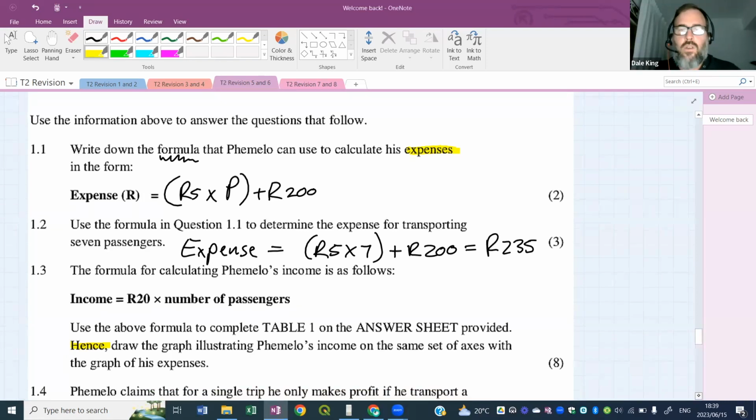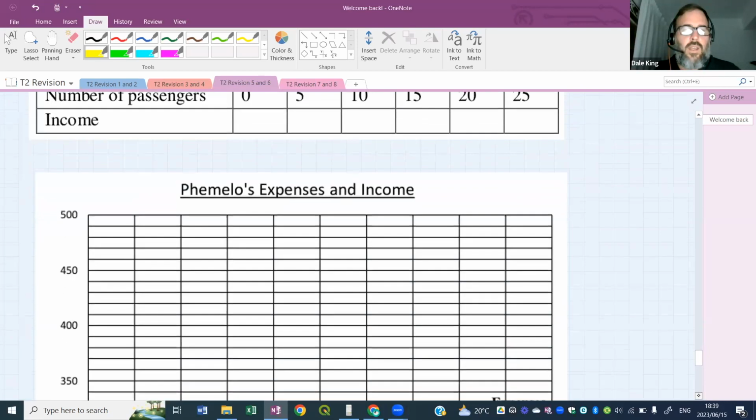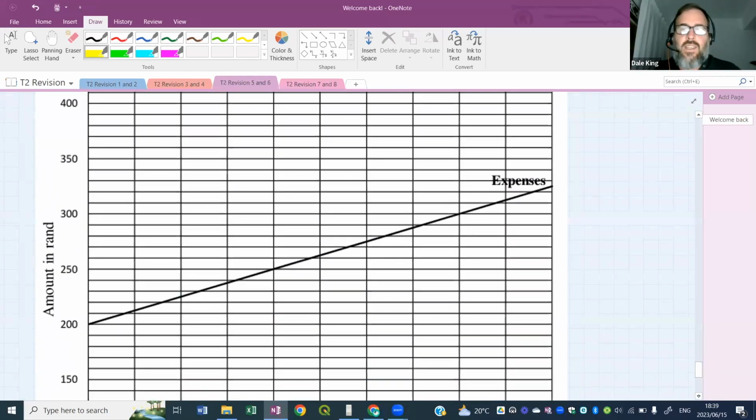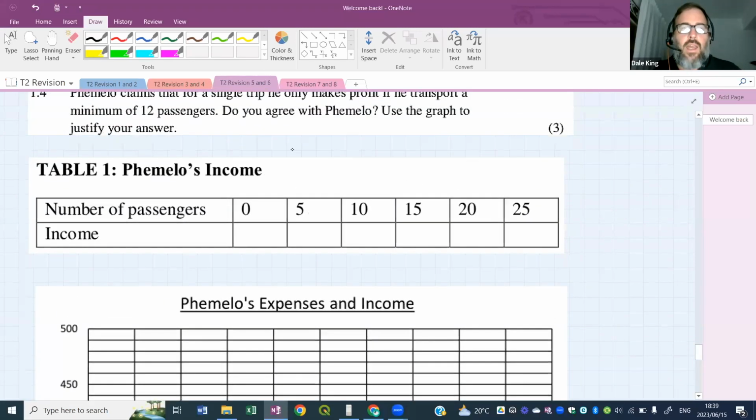Okay, so let's go have a look at this graph. Where is this thing? There's the table that we have to fill in. And here's the graph over here. And they've done the expense one for us. So we just need to do the income one. Okay, so let's come down here and fill in this table. So I'm going to write the formula for us above here. And instead of saying number of passengers, I'm just going to say P for passengers. So in this table, all we have to do is take P and multiply by 20.